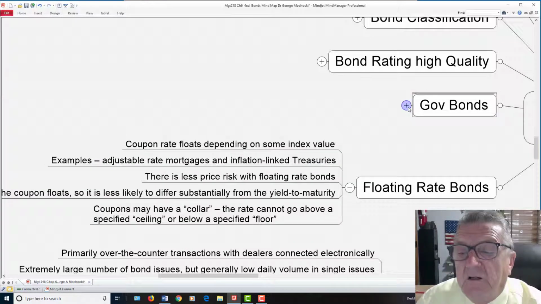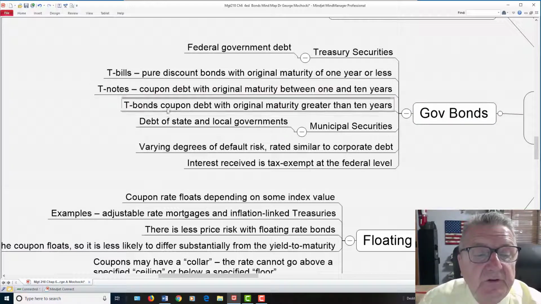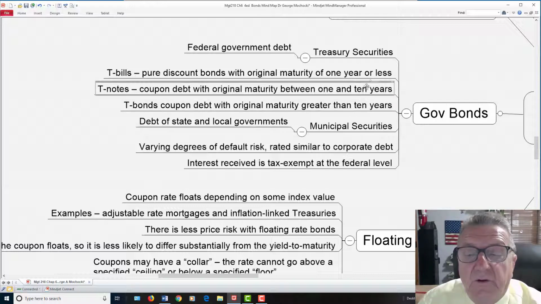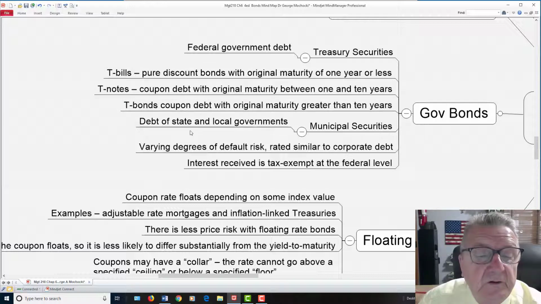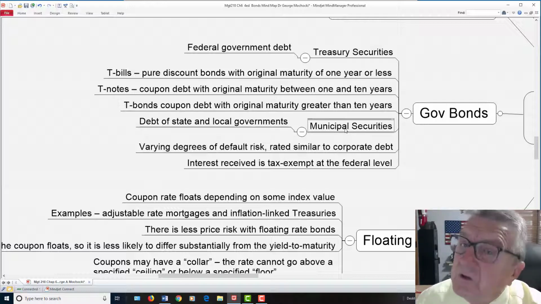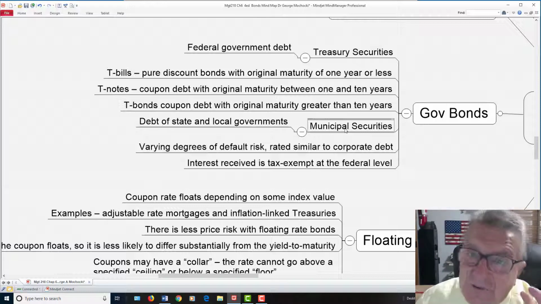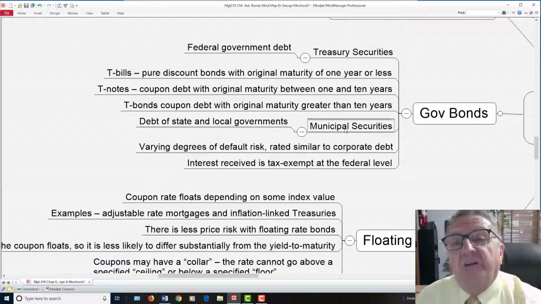Okay, now government bonds. Federal government Treasury securities: T-bills, T-notes, and bonds, with coupons; bonds are greater than 10 years, notes greater than 1 year. Debt of the state and local government is municipal securities. Remember, people say municipal securities and government bonds are secure. Detroit went bankrupt. People lost money even on the bonds. Could it happen all the time? No, it's a rare issue.